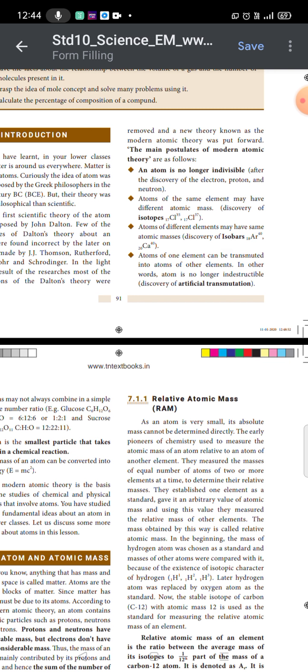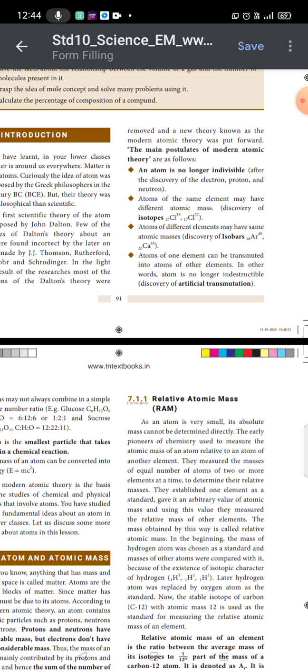The main postulates of modern atomic theory, which is given by Henry Moseley, are as follows. Number 1, an atom is no longer indivisible. After the discovery of electron, proton, and neutron, they are subatomic particles.